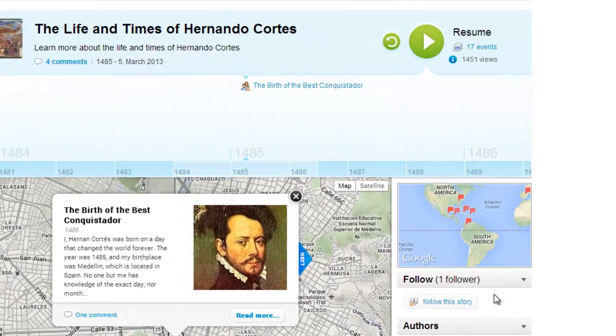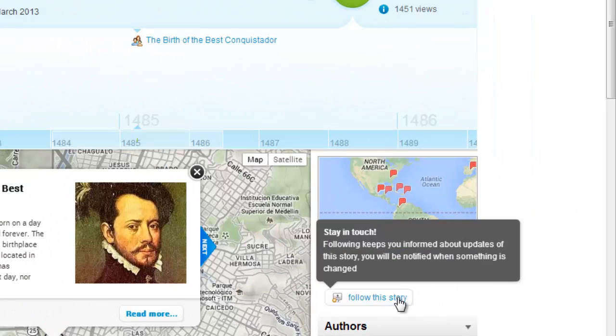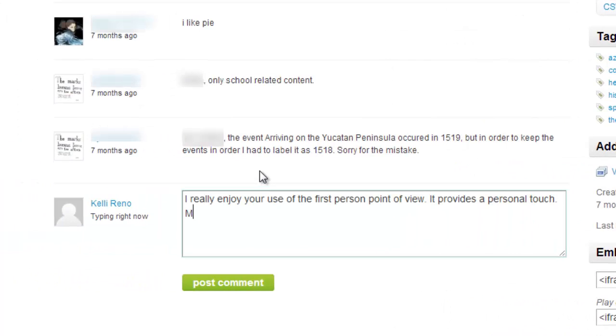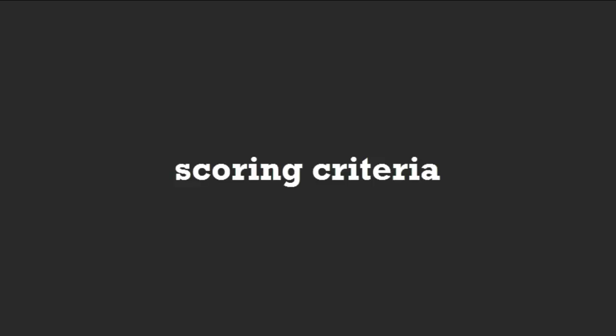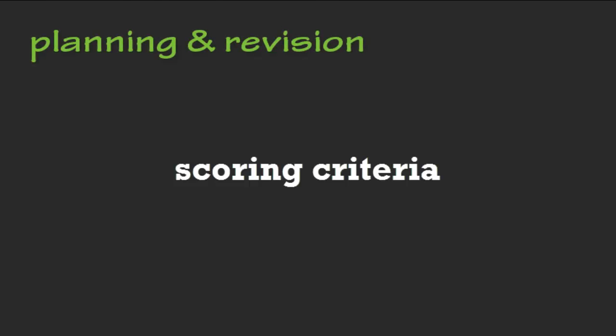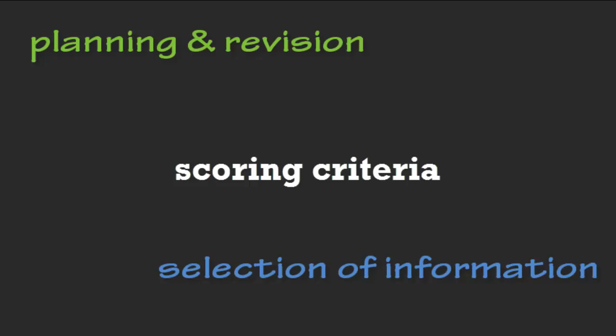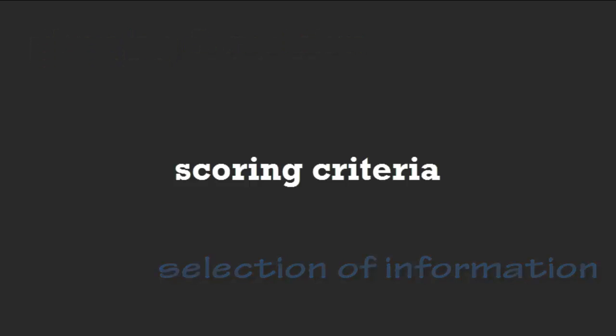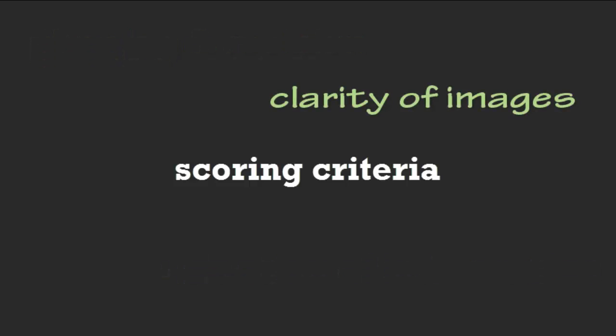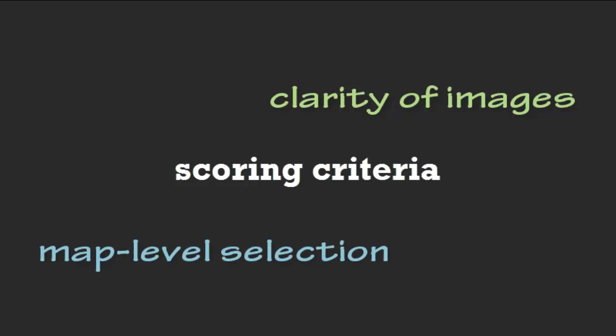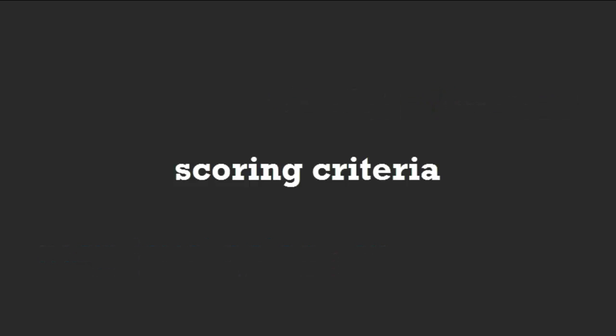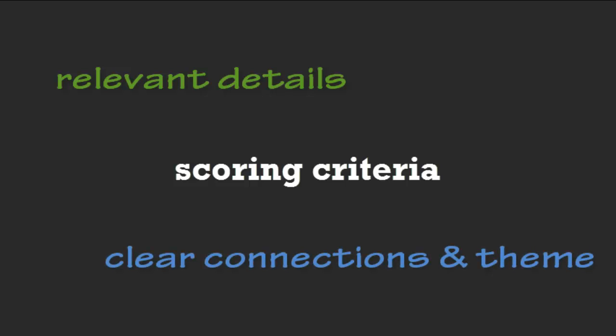Best of all, myHistro allows for both formative and summative assessment. Using the application's follow and comment features, you can check in on students' progress and leave real-time feedback. Project scoring criteria can include categories for planning and revision, as well as selection of facts or details, visual literacy components like clarity of details and appropriate map level selection, as well as content scores for relevance, clear connections, and thematic structure.